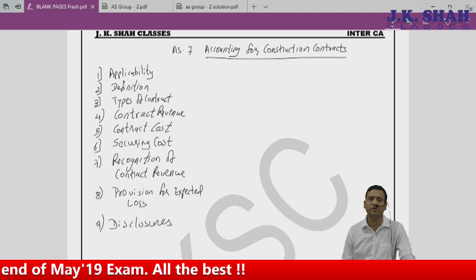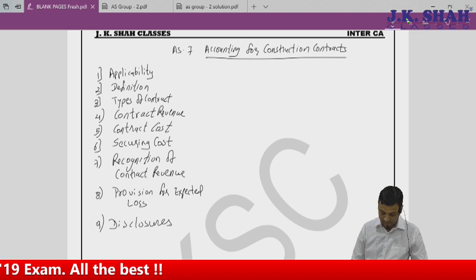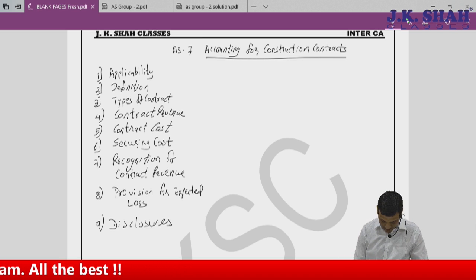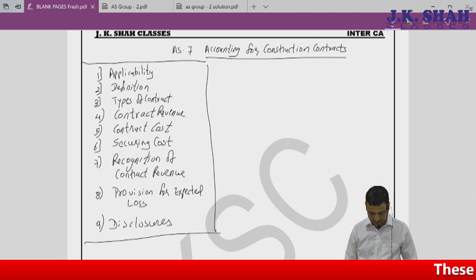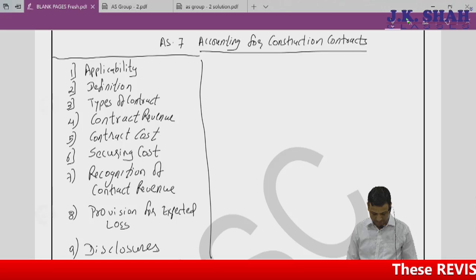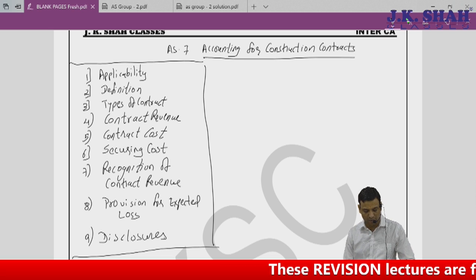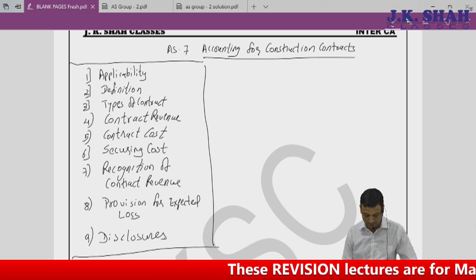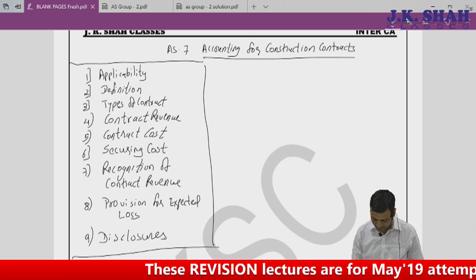Let's start with Accounting Standard number 7, accounting for construction contracts. These are the points which are required to be discussed today with respect to AS 7: the applicability part, definition, types of contract, what do you mean by contract revenue, what is contract cost, securing cost, recognition of contract revenue, and provision for expected losses and disclosure.